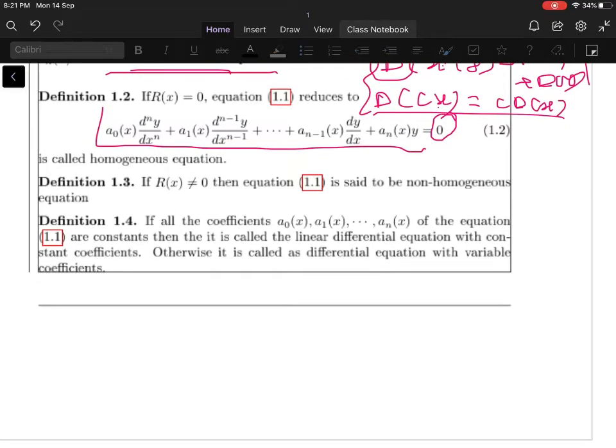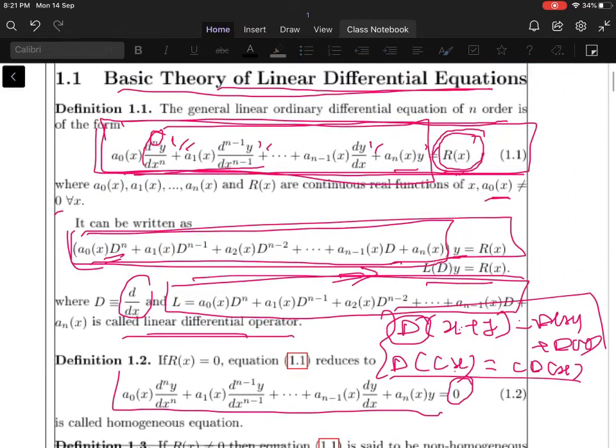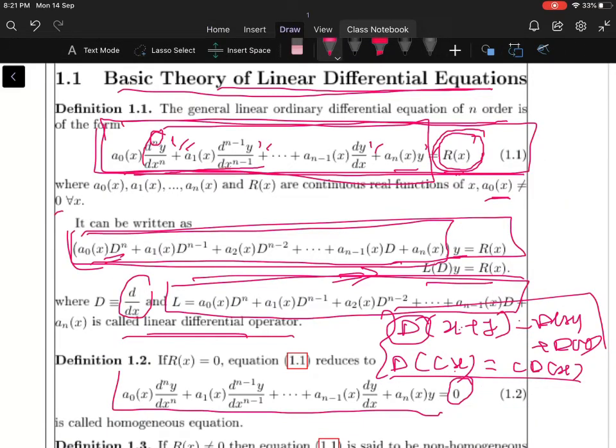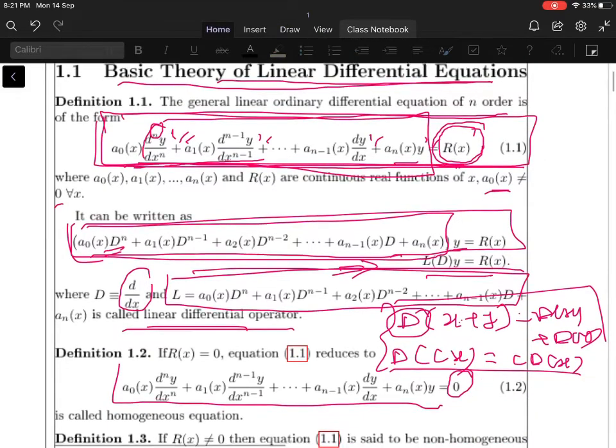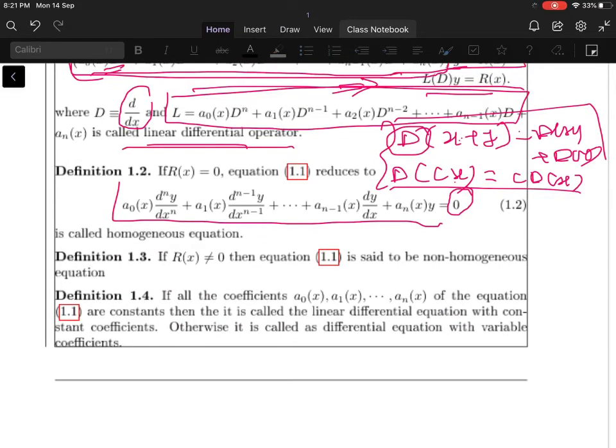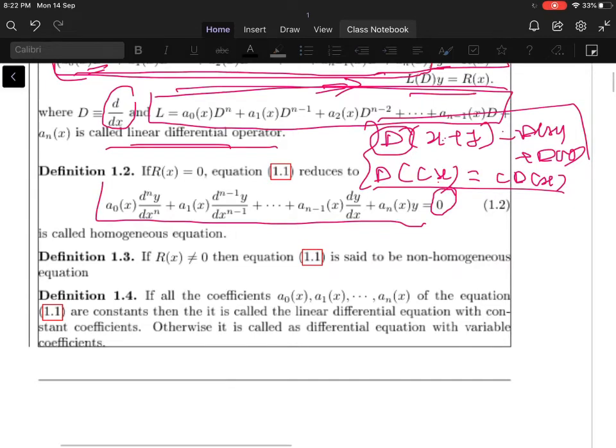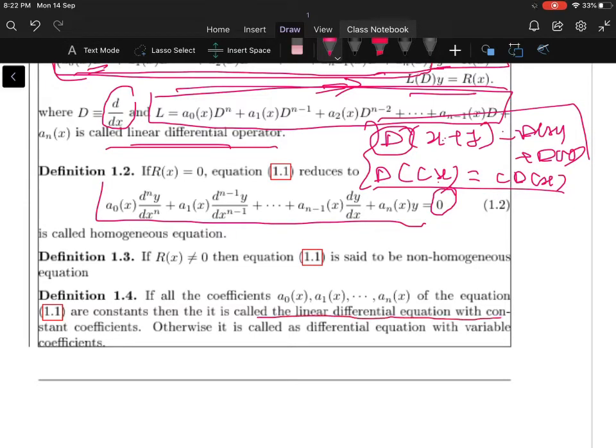Let us move to the next definition now. If all the coefficients a0, a1, ..., an of equation 1.1 are constant, then that equation is called a linear differential equation with constant coefficients.